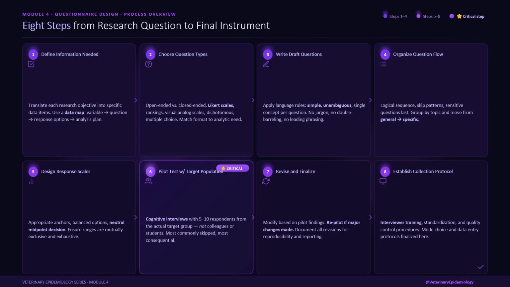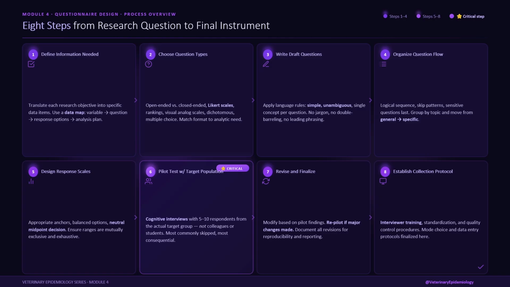The second 4 steps turn that draft into a deployable instrument. Step 5, design the response scales, appropriate anchors, balanced options, mutually exclusive and exhaustive ranges. Step 6, pilot test with your target population. And I flag this as the critical step because it's the one people skip most and the one that matters most. Use 5 to 10 respondents from the actual target group, not colleagues or students.